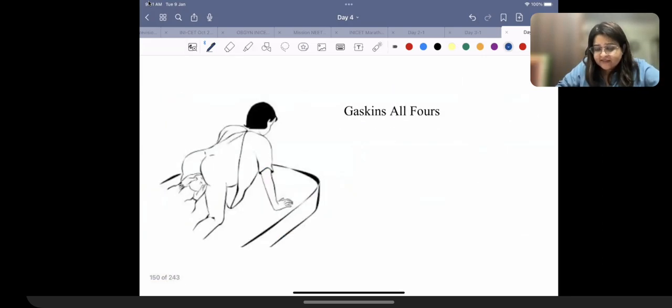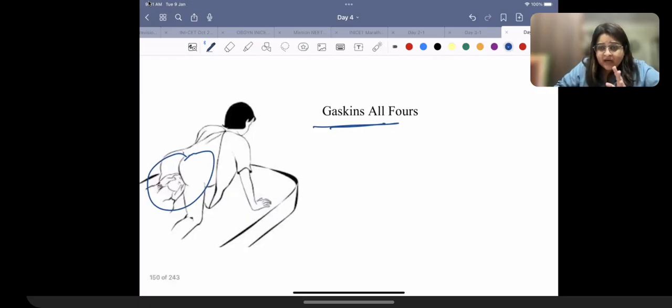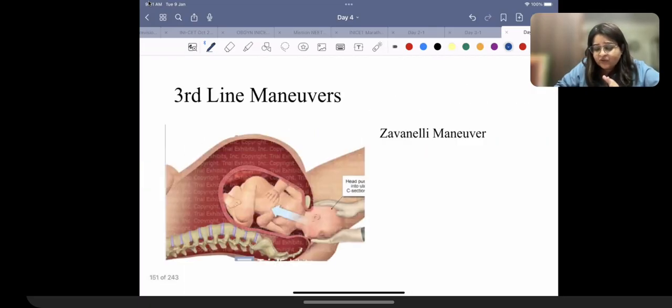Okay. What is Gaskin's? Ask the mother to roll over on all fours. This rolling over creates more space. So after rolling over, you try all the maneuvers again, but in this position. This many times allows more space and you can deliver the baby. I have never had to reach this far, honestly. And if this also fails, then you go to the third line maneuvers.